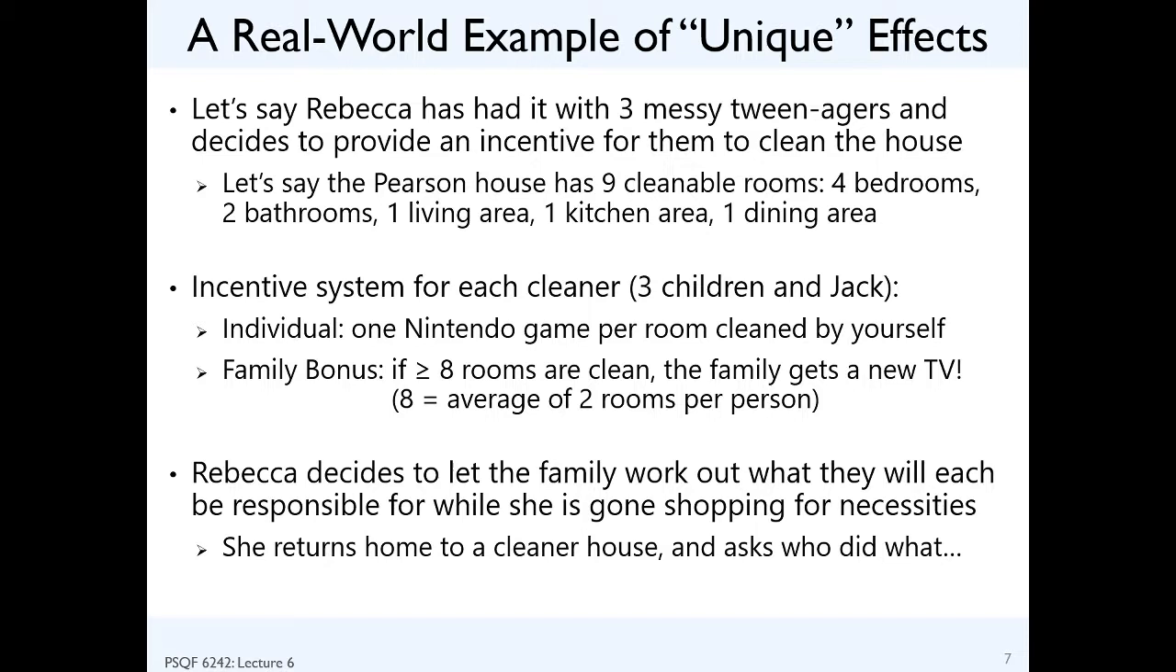2 bathrooms, we'll say, since that's 5 people, that seems reasonable. 1 living room, 1 kitchen, 1 dining room. So she comes up with an incentive system for the 3 kids and Jack, because he needs to help too. So for every room you clean by yourself, you get a new Nintendo game.